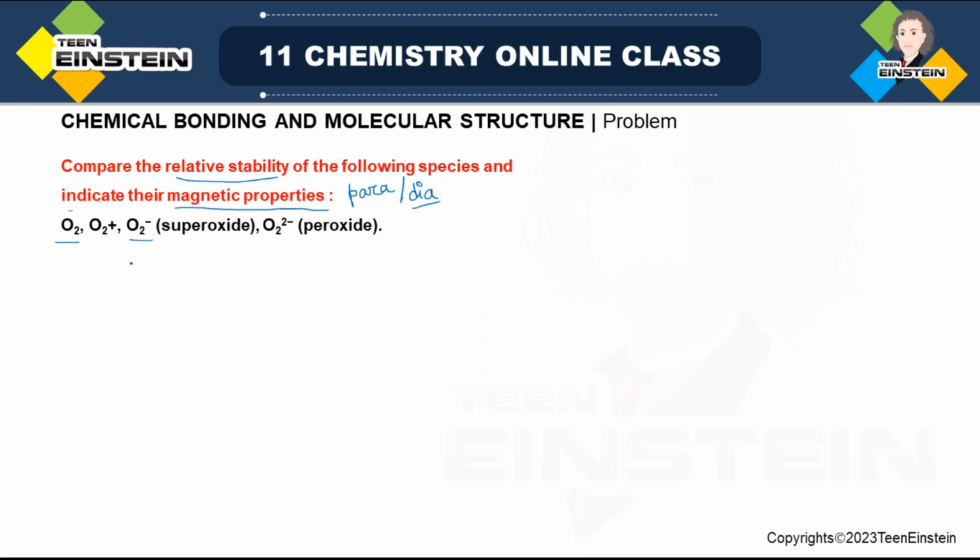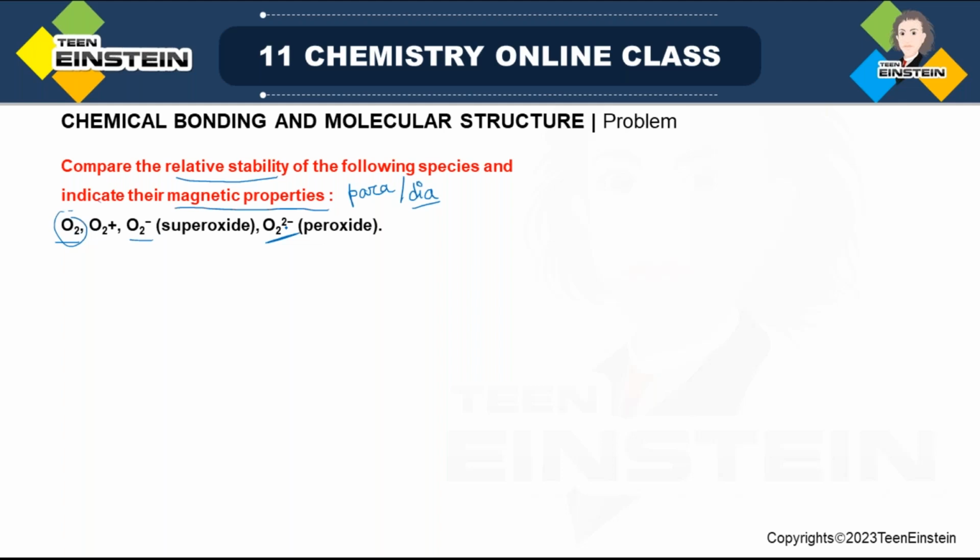So these four species, out of which the first one is the simple diatomic oxygen molecule. The second species is, if you remove one electron from diatomic oxygen, you will get O2 plus. If you add one electron extra to the O2 molecule, it will be the O2 minus anion, which is known as superoxide. And if we are adding 2 electrons to this neutral diatomic O2 molecule, we will get another anion, which is known as peroxide, O2 2 minus.